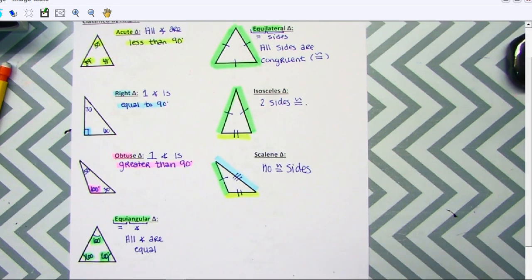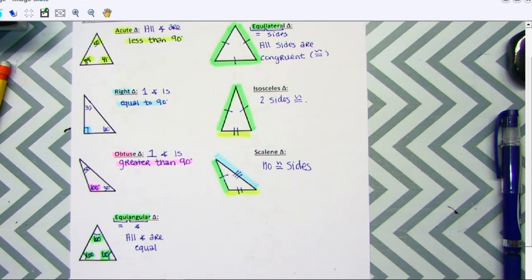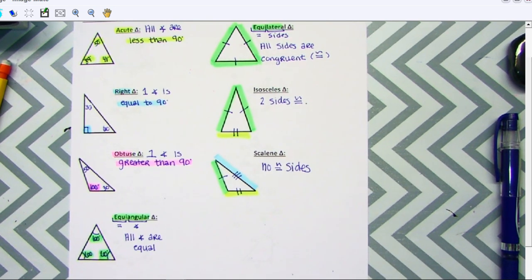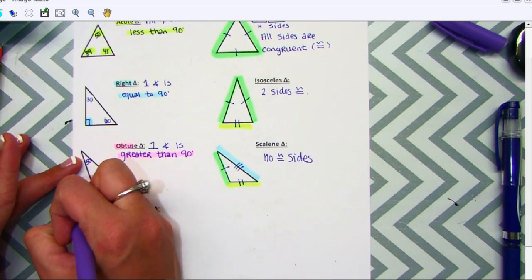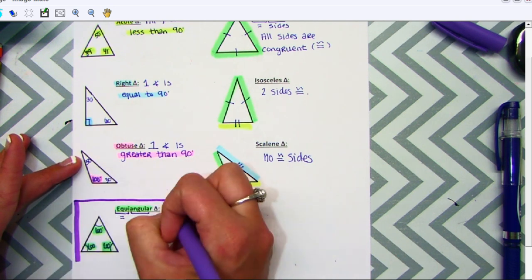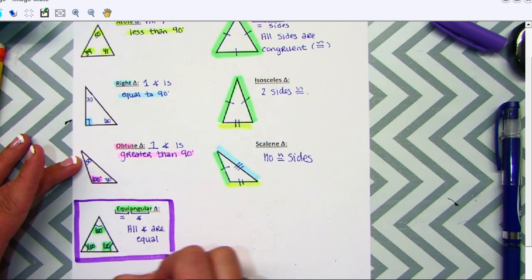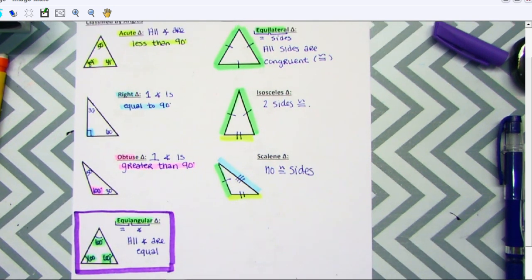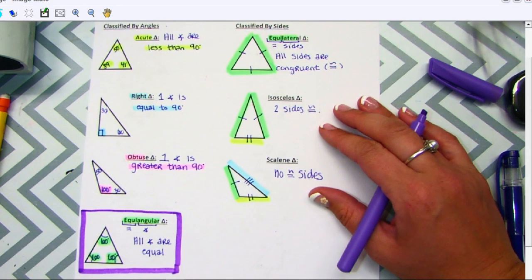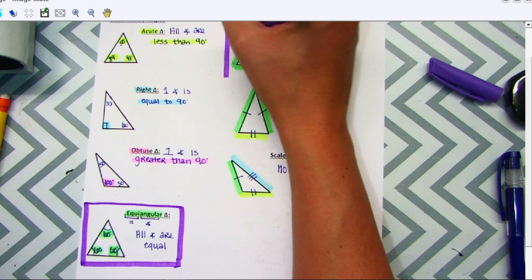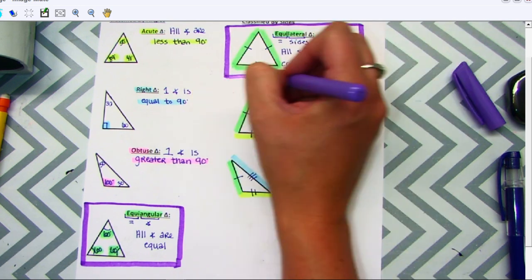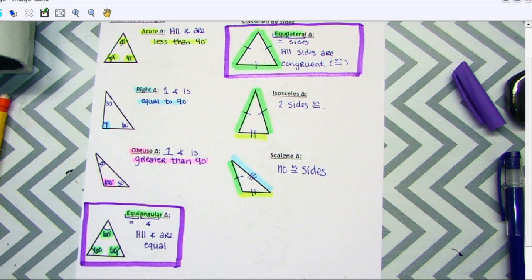If a triangle is equiangular, I have to hold my camera, so I'm gonna let go of it real quick. If you have an equiangular triangle, it will always be equilateral. These two will always go together forever and always. They're a match made in heaven. They will always go together. If a triangle is equiangular, it will always be equilateral.